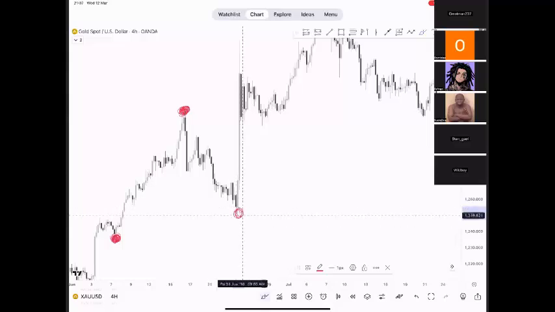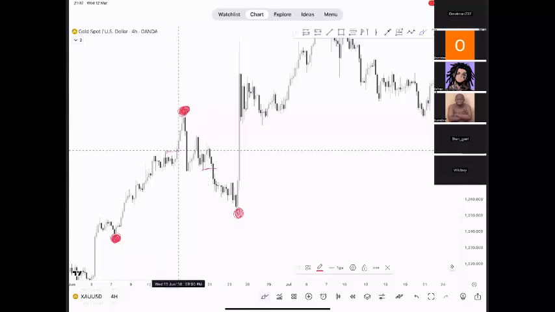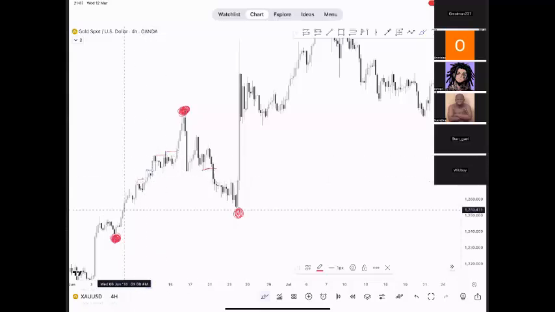But in between, you can see a series of break of structure. There's a break of structure here. There's a break of structure here. There's a break of structure here internally. You see those break of structures that are in this particular price leg, these internal break of structures you see here.